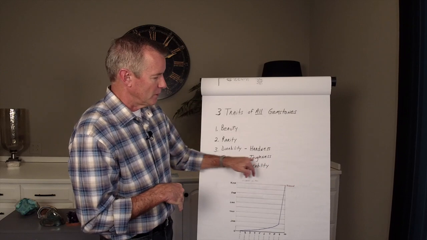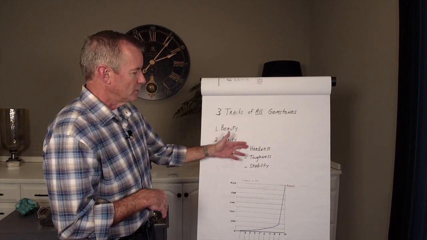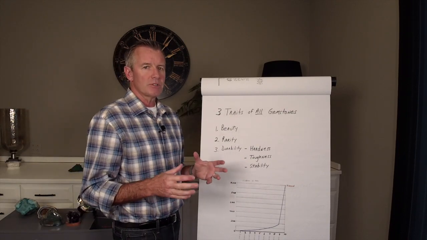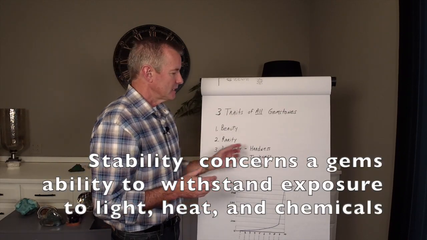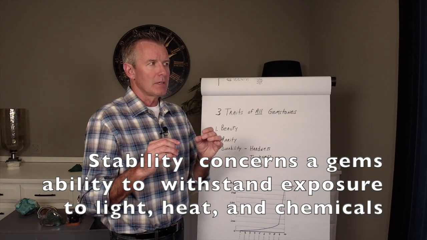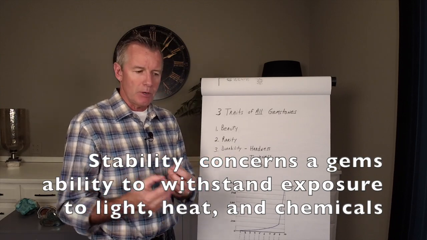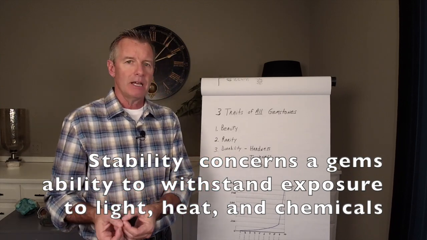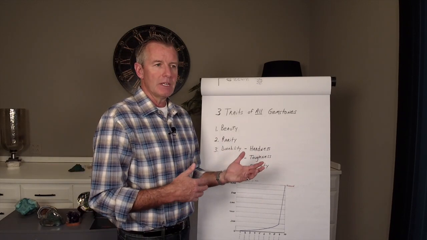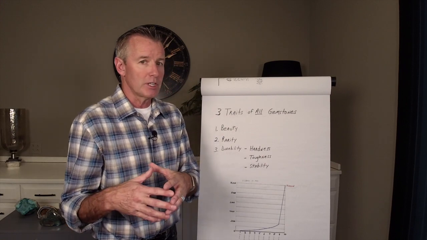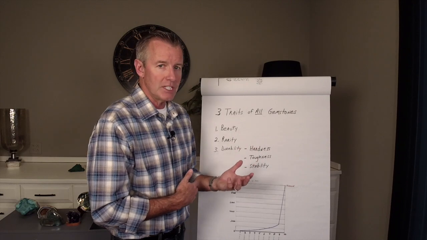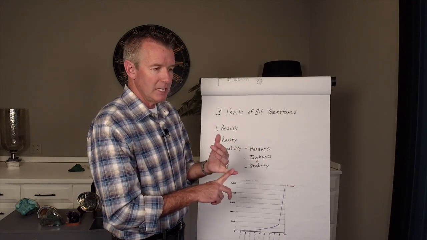And then we get to this tricky little one called stability. So we know about hardness, now we've learned about toughness, but what does it mean for a gemstone to be stable? Well, stability is the gemstone's ability to withstand exposure to light, heat, and chemicals. Some gems are very susceptible to heat. In fact, there are many gemstones that you know of that are heat treated to improve the color that the eye sees. So that would be heat.